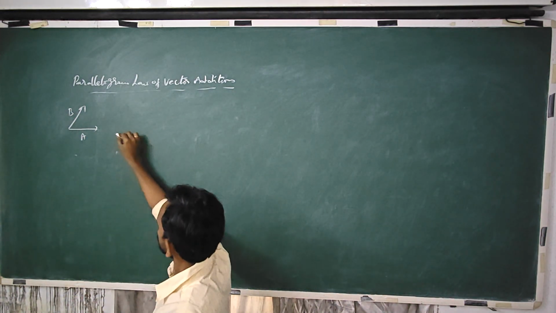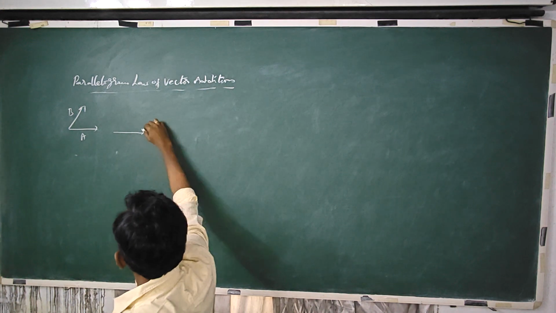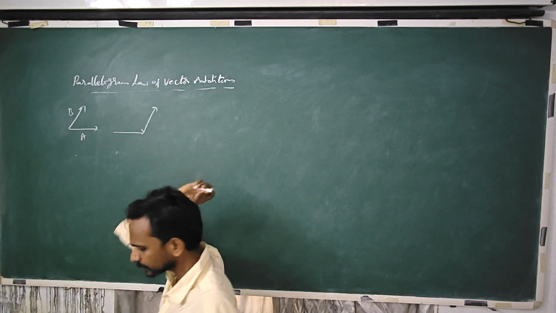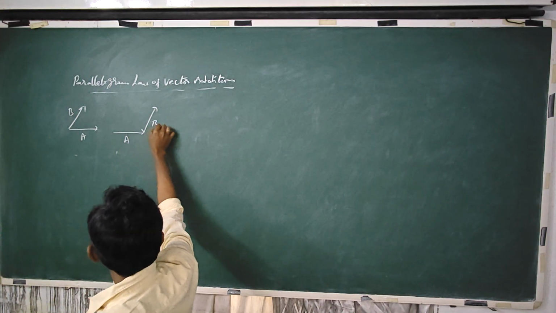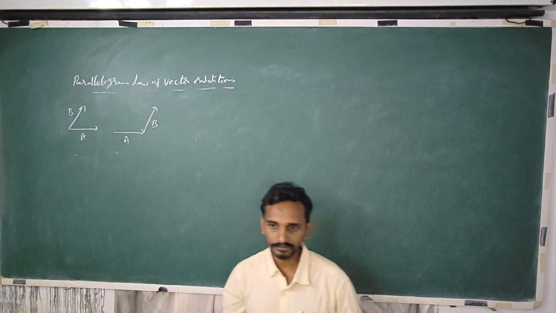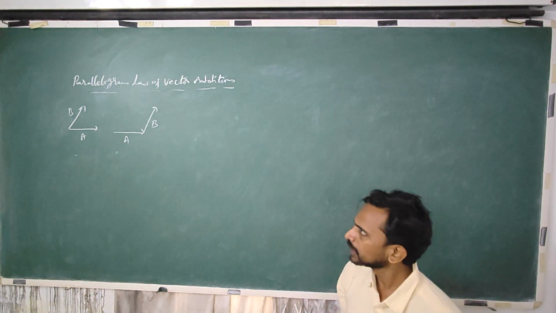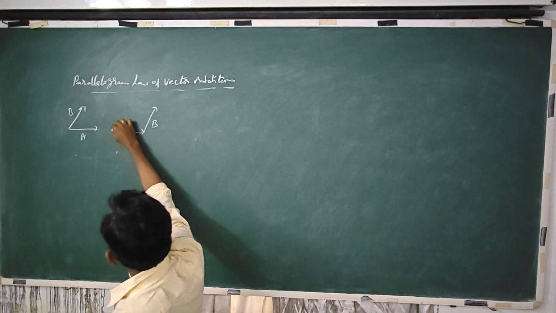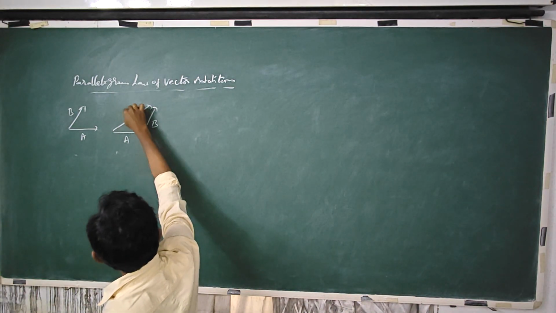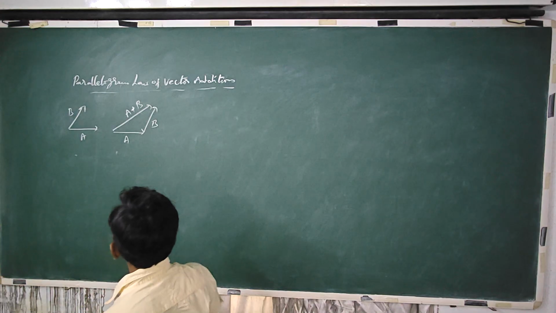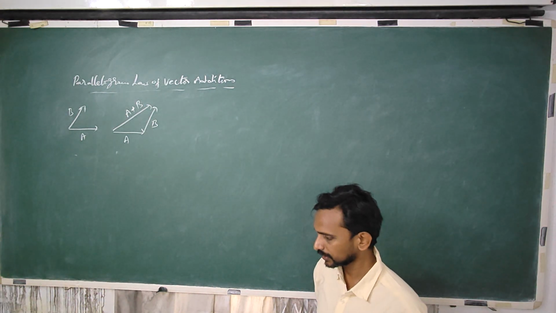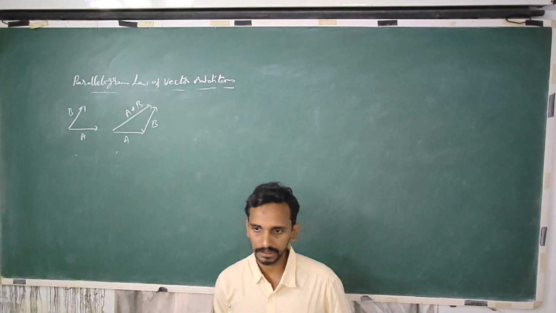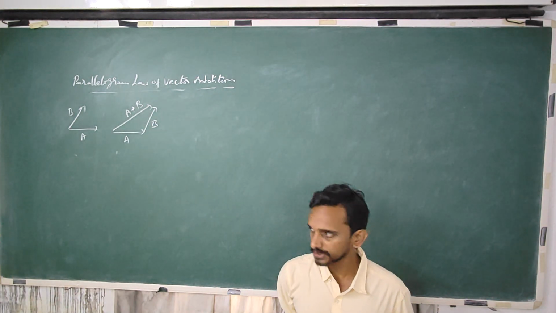So in triangle law, what we do is we join the vectors head to tail. So we will shift one of the vectors so that we get a head to tail connectivity, and the resultant is given by this. Joining the first tail to the last head is A plus B.